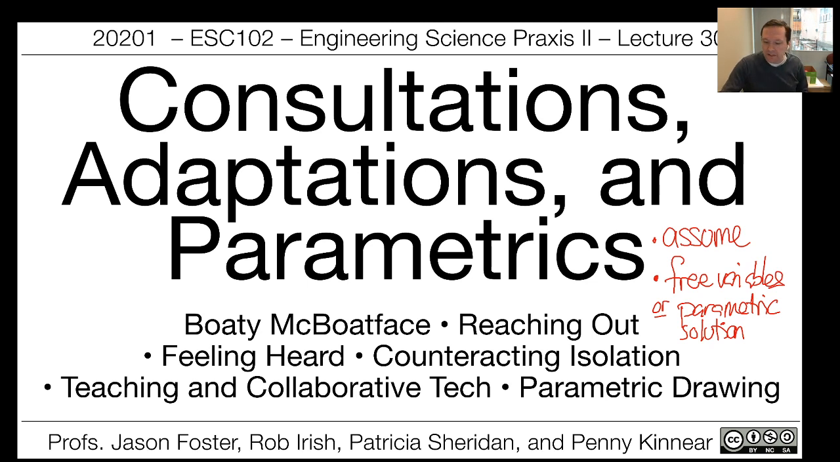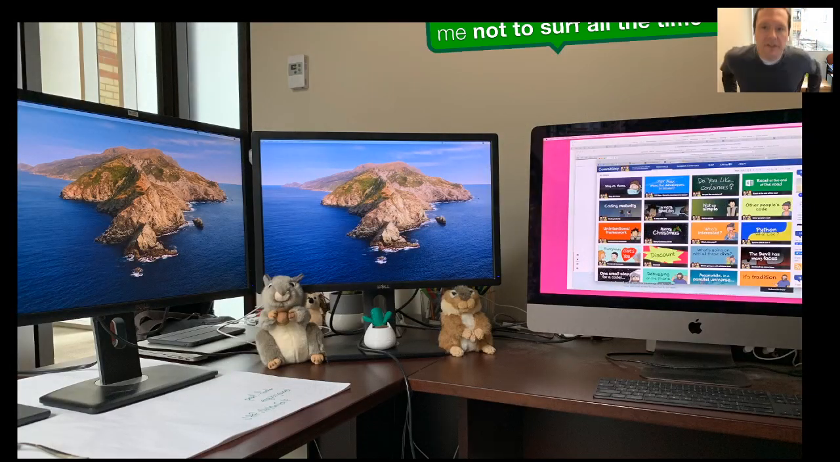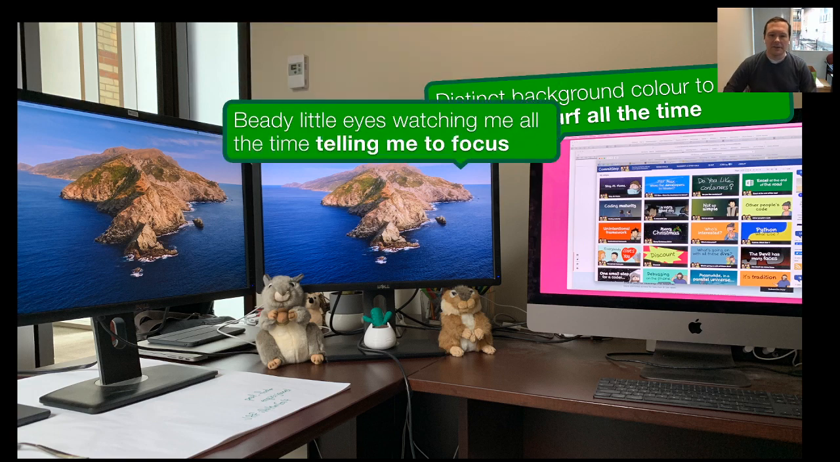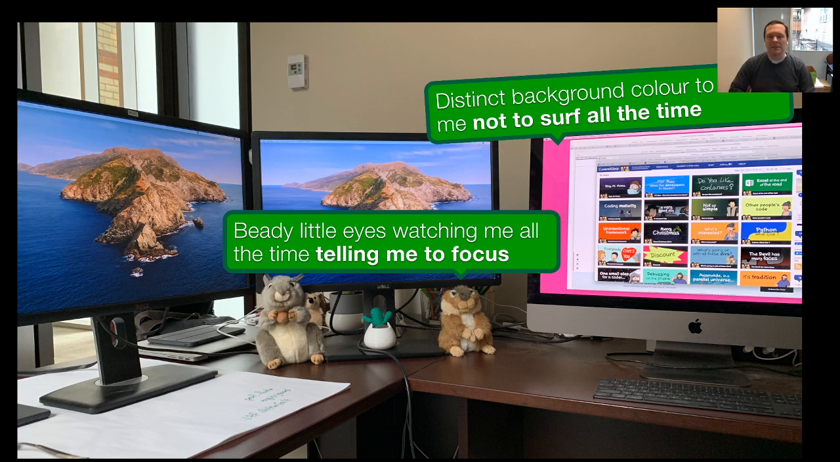Let's move on. Hopefully you heard that. So just keeping things alive a little bit and showing what's going on. My office space continues to evolve, as I'm sure yours does. Just a few key design features here. The reason that I have that pink, it's actually called plum background on my desktop, is to remind me that I shouldn't surf all the time. I do have these beady little eyes watching me all the time, telling me to focus.